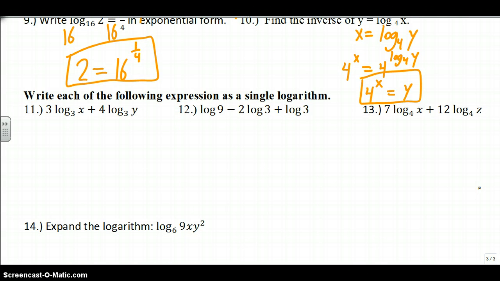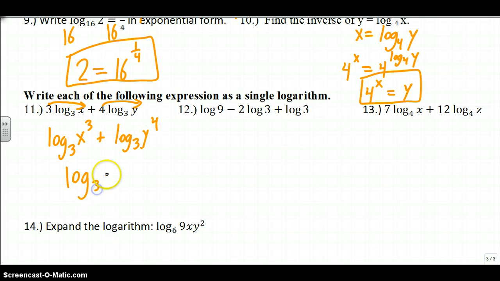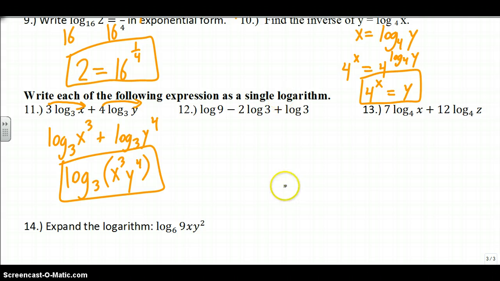Number 11, write it as a single logarithm. Well, remember we have to deal with powers first. The 3 comes up, the 4 comes up. So we have log base 3 of x to the third plus log base 3 of y to the fourth. Since they are of the same base, addition becomes multiplication. You multiply the arguments together. So this will be log base 3 of x to the third, y to the fourth. It's a single logarithm. You win the day.